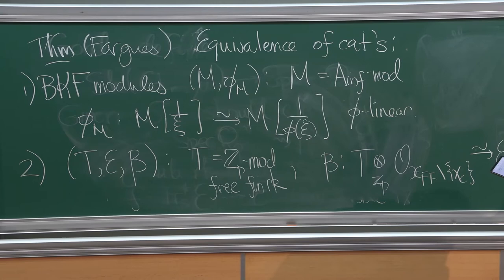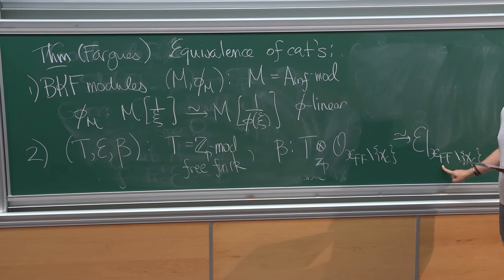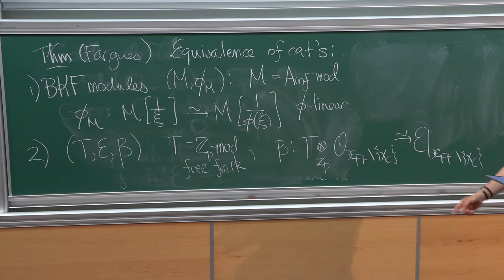Okay, what have I just written? So E is going to be a vector bundle on X_FF, right? T is just a free Z_p module of finite rank. So this object on the left is just a trivial vector bundle of some rank. These ranks, of course, have to be the same. And this is a comparison of the trivial vector bundle with E. They're isomorphic everywhere except for one point. So this is a modification of a trivial vector bundle, which produces a different vector bundle.